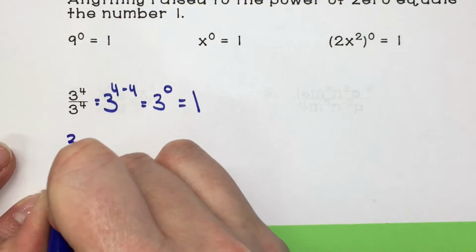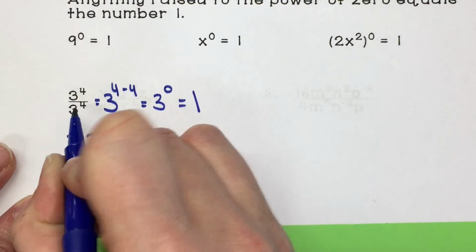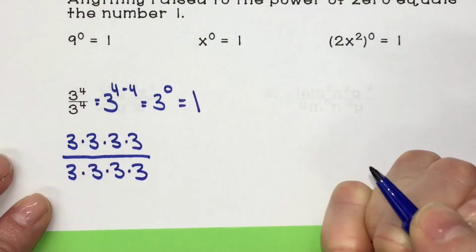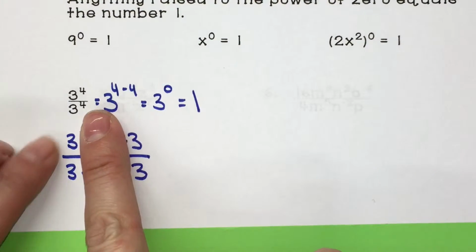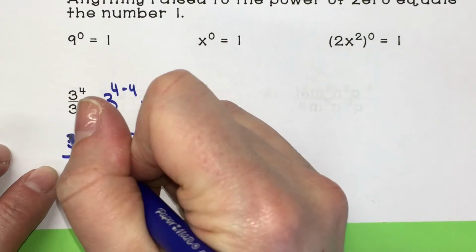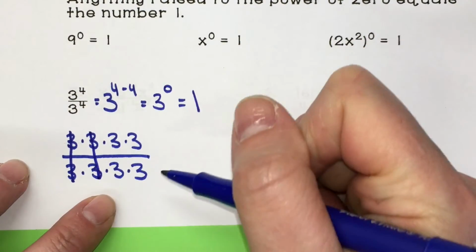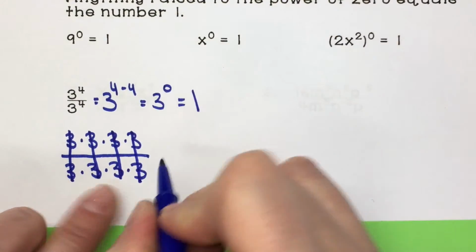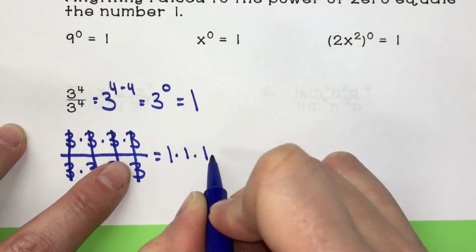3 to the power of 4 is 3 times itself 4 times, over 3 to the power of 4, which is 3 times itself 4 times. When you are dividing anything by itself, it equals the number 1. So 3 divided by 3 is 1, and this is basically 1 times 1 times 1 times 1.